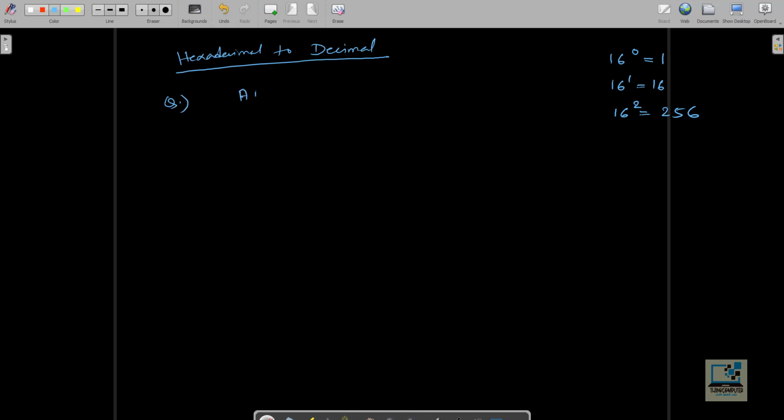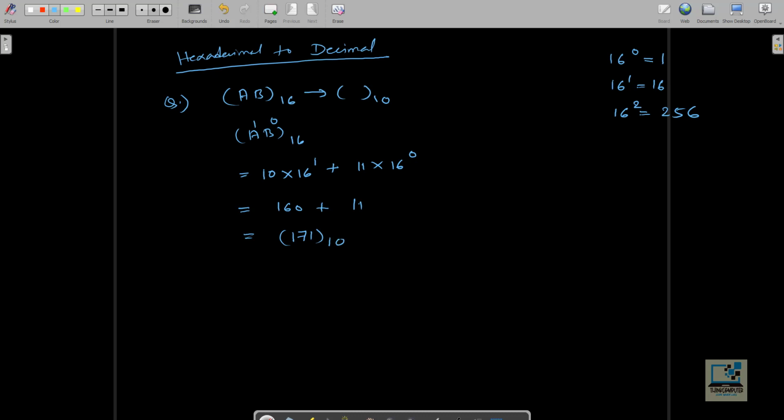Suppose the number is AB base 16. Now since it is hexadecimal, A, B, C, D, E, F letters will be there. So AB base 16, power value 0, 1, A will be written as 10. So 10 into 16 to the power 1 plus B will be written as 11, so 11 into 16 to the power 0. Now 16 to the power 1 is 16, 16 into 10 is 160 and 16 to the power 0 is 1, 1 into 11 is 11. If you add it up, it's 171 base 10. Let's take one more example.